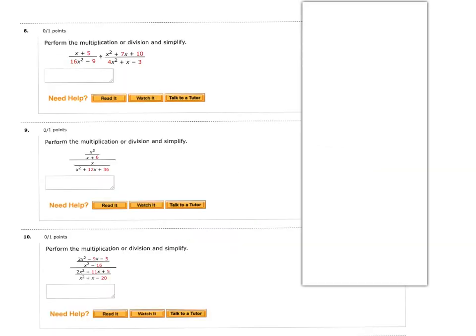All right, next up here we have is division. So for division, we always multiply by the reciprocal of the denominator. So this is going to be 4x squared plus x minus 3 over x squared plus 7x plus 10. And now when we do that, this turns into multiplication instead of division. So now I'm going to factor kind of everything here. So let's see, what do we got here?